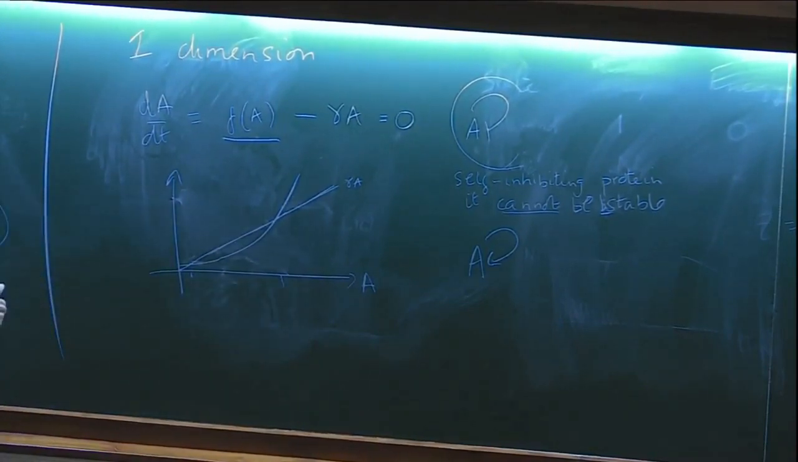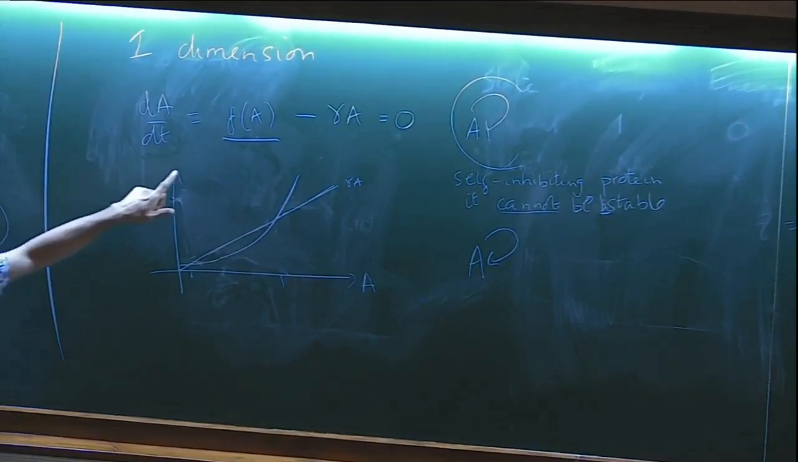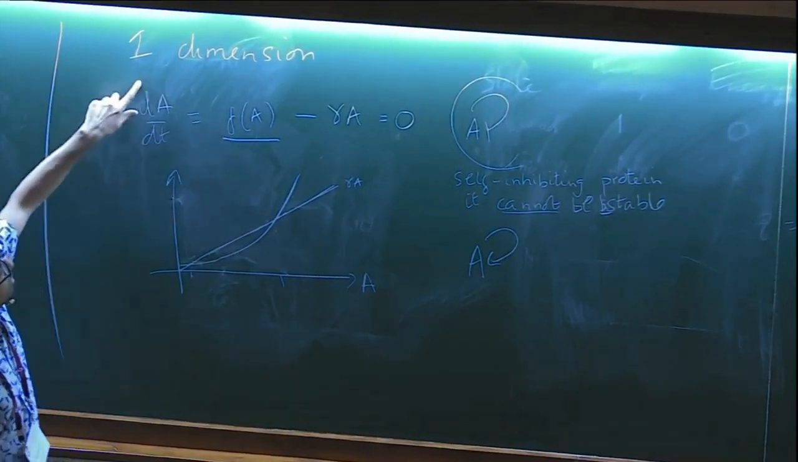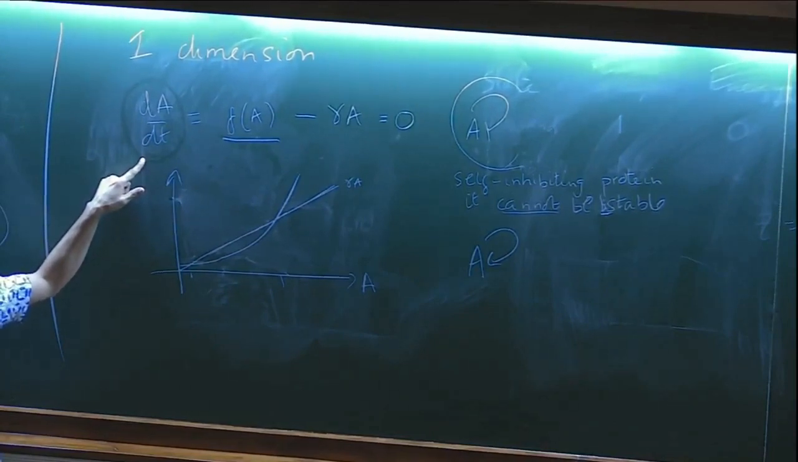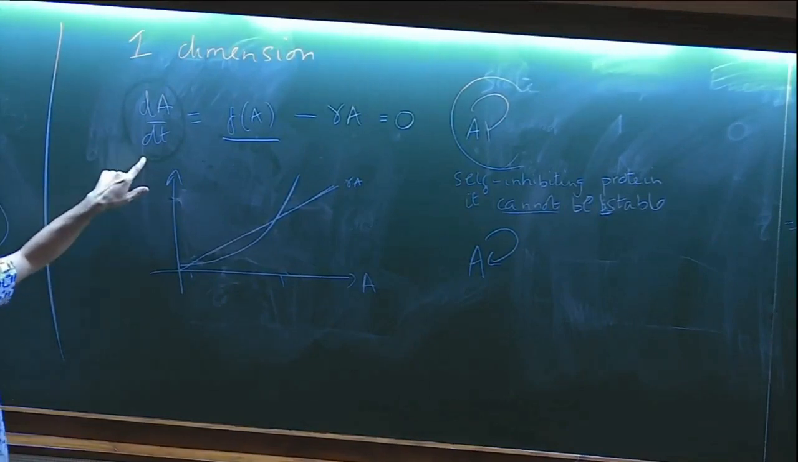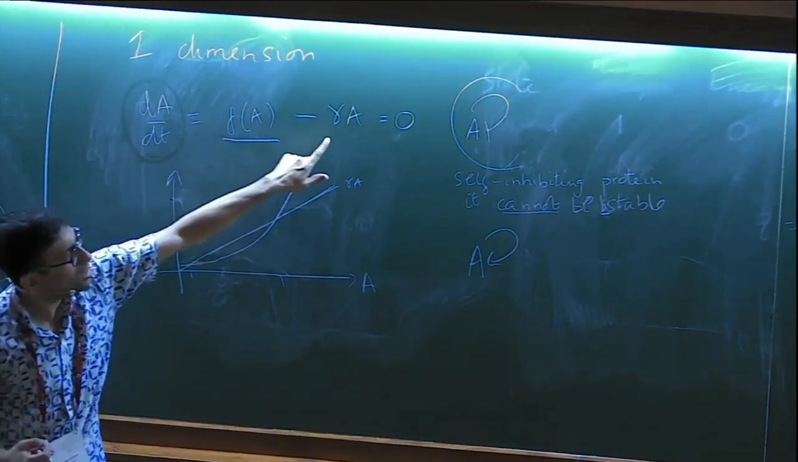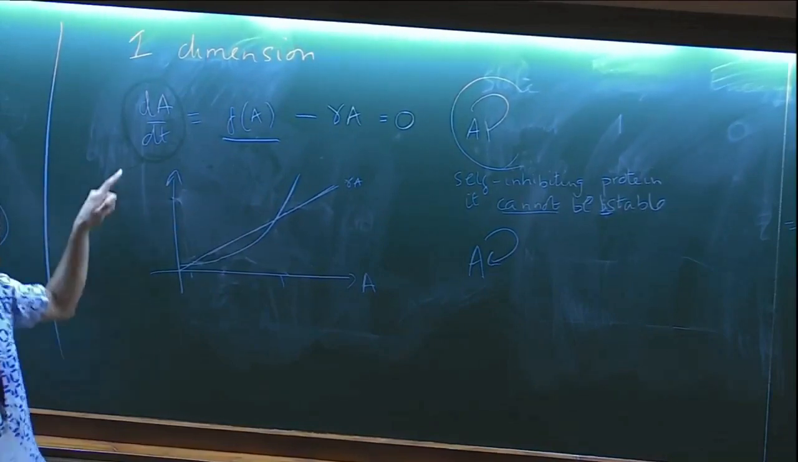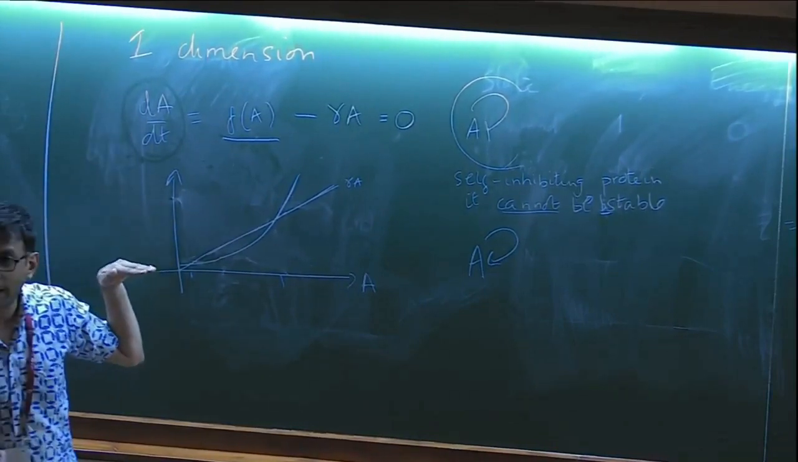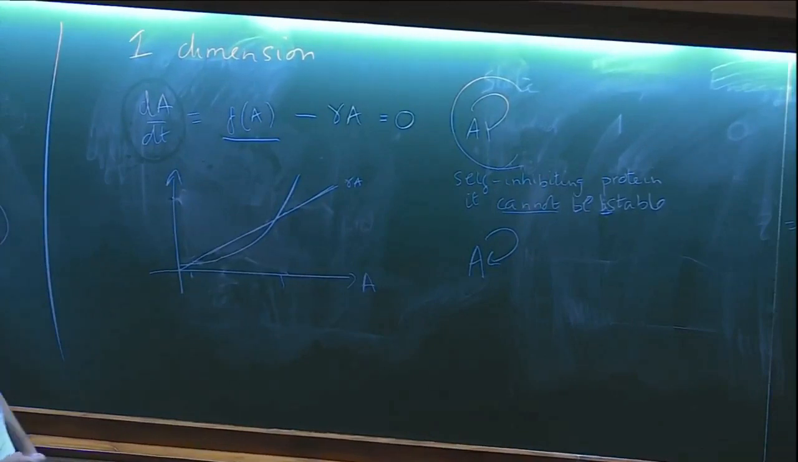And in this one-dimensional case, it's very easy to see what the stabilities of these will be. Because what you need to know is this quantity. If you move slightly away from the steady state, is this quantity going to be positive or negative? That's easy to see. If f of A is larger than gamma A, then dA by dt will be positive, and A will increase. So I could represent that by an arrow.